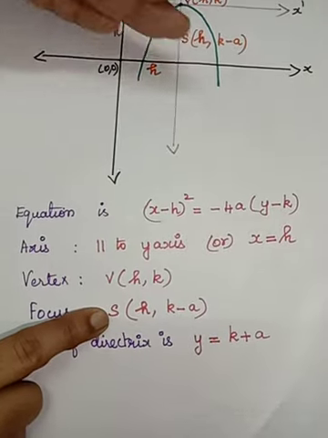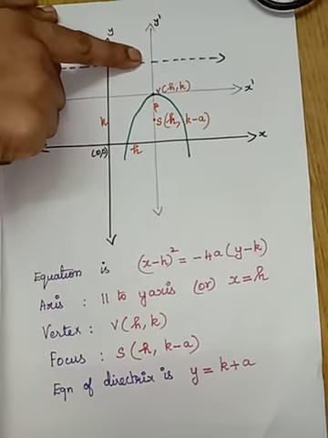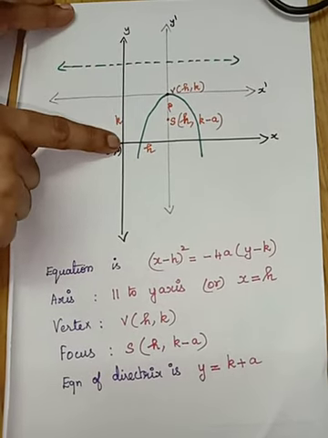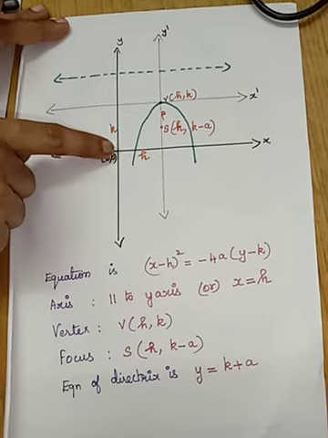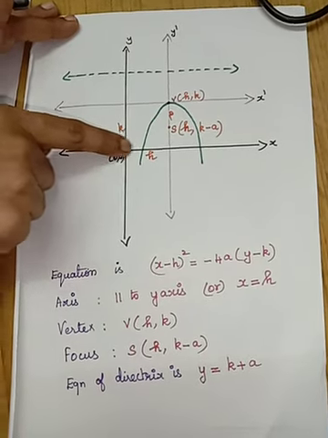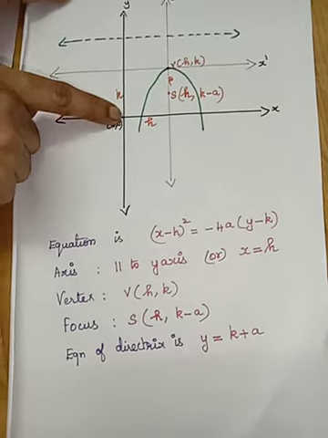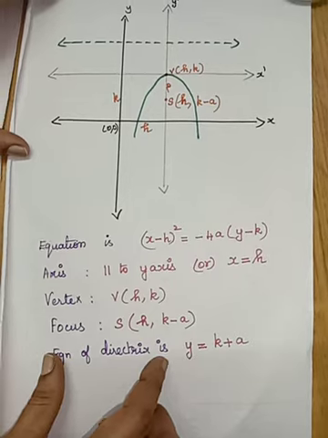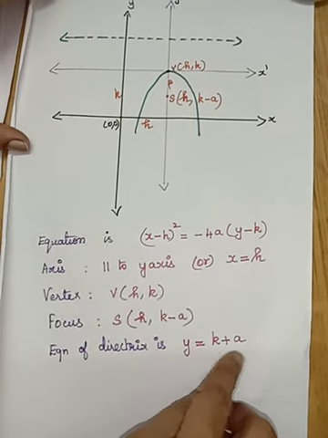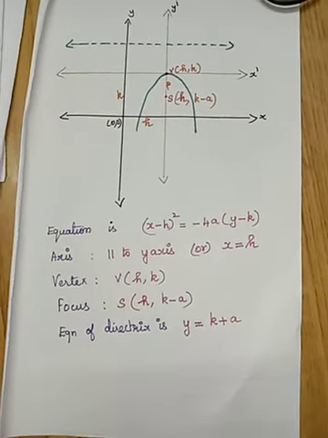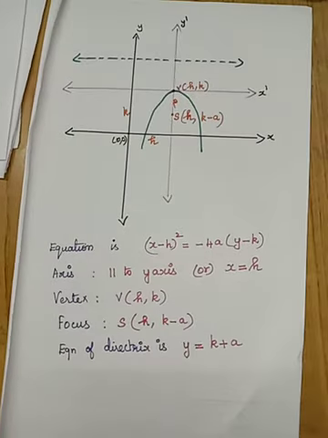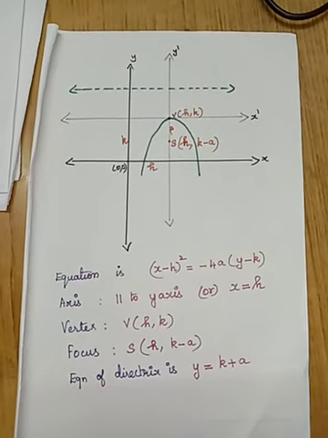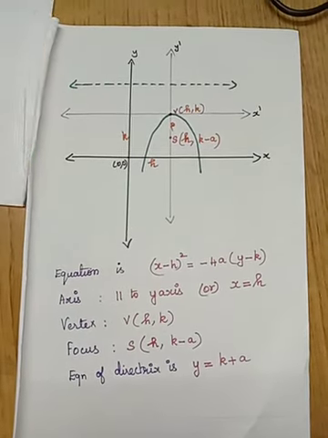How is the directrix? The directrix is just opposite to the focus. See now, what is the y distance from 0 comma 0? In the x coordinate it is h, and the y coordinate is k plus a. So the equation of the directrix is y is equal to k plus a. So all four types, with the vertex at 0 comma 0 and with the vertex at h comma k, you have to know thoroughly, and only then can we do the problems clearly. Thank you, students.